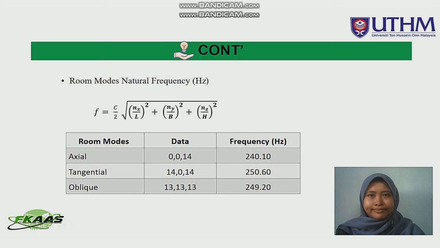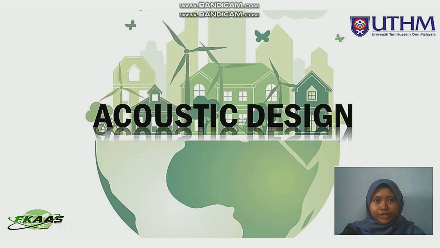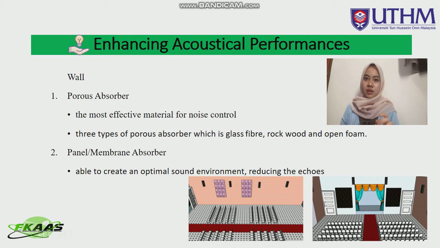Assalamualaikum. So for the wall, we are choosing two types of absorber. The first one is the porous absorber. There are three types of porous absorber, which are glass fiber, rock wool, and open foam. We are choosing the rock wool because it is the most effective material for noise control.